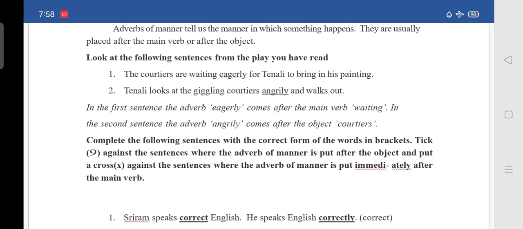So, complete the following sentences with the correct form of the words in the brackets. Tick against the sentence in which the adverb of manner is put after the object, and put a cross against the sentence when the adverb of manner is put immediately after the main verb.